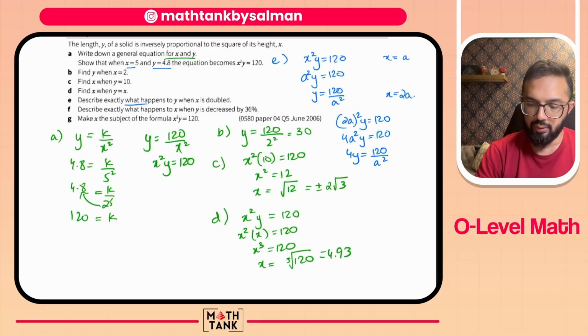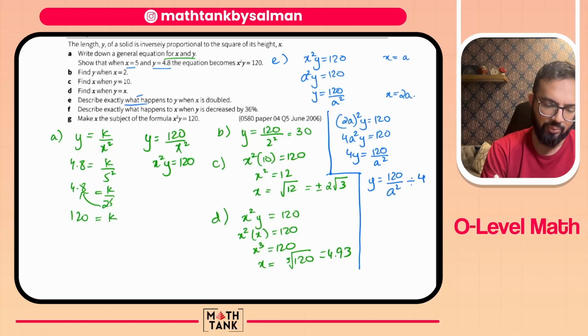Okay, so if I look at this, what is then happening is that 120 over a squared divided by 4. So what am I going to tell you? What happens to y when x is doubled? So y is quartered then. Okay, y is divided by 4.